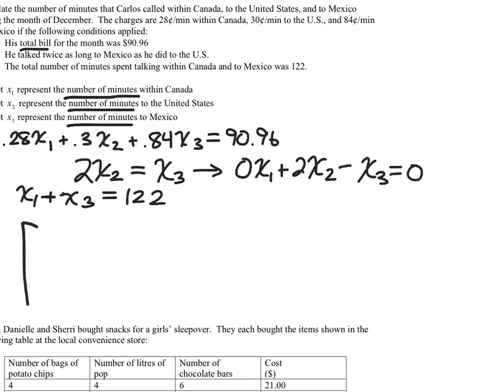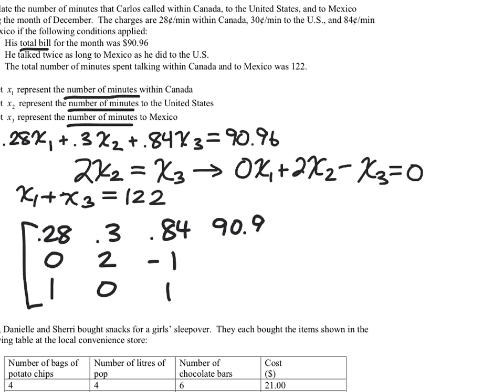All right, so 0.28, 0 and 1, 0.3, 2 and 0, 0.84, negative 1, 1, and then the 90.96, the 0, and the 122.